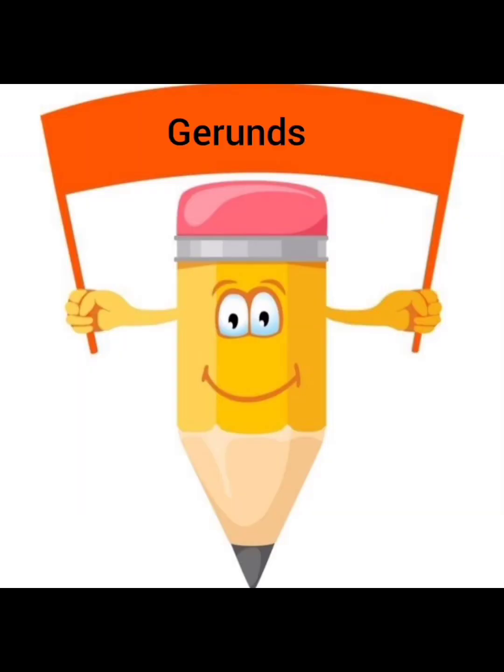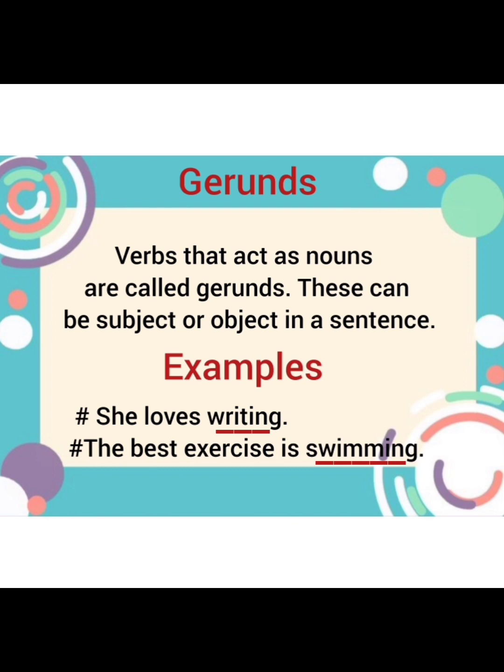Now next we have gerunds. Verbs that act as nouns are called gerunds. All of you know that gerunds are a form of verb that are formed with the help of the base form of verb plus ing, but their function is of a noun in a sentence. It will not function as the main action, or physical activity, within a sentence. Now you all know that these can be subject or object in a sentence.